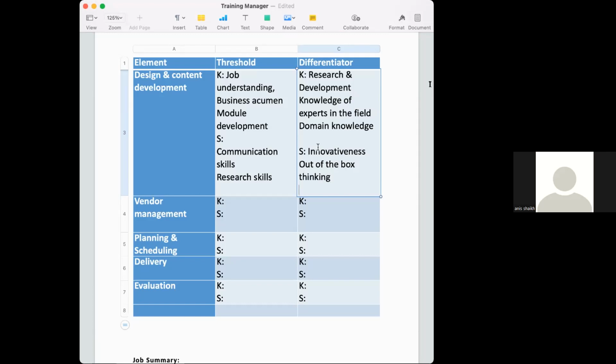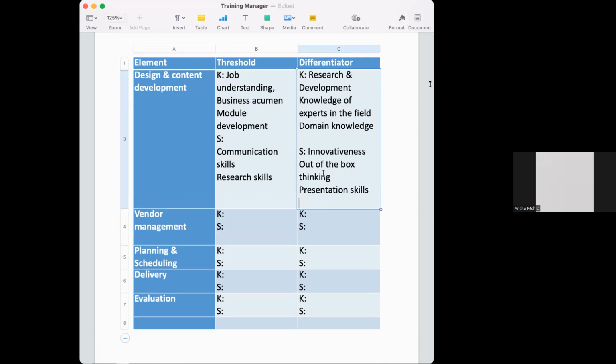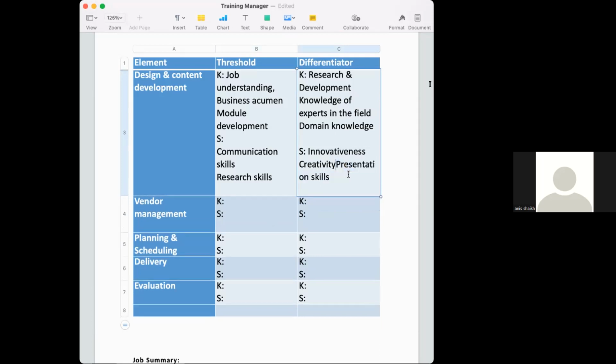How will that sit in skill? Out of the box thinking. Presentation skills were written earlier. Yes, that will be much better. But we are designing content, not presenting. But okay, presentation skill may also work, but out of the box thinking will sit here in skill. It's creativeness, but creativity would be the skill, so we should replace it with that. Yeah, you're right. Perfect.